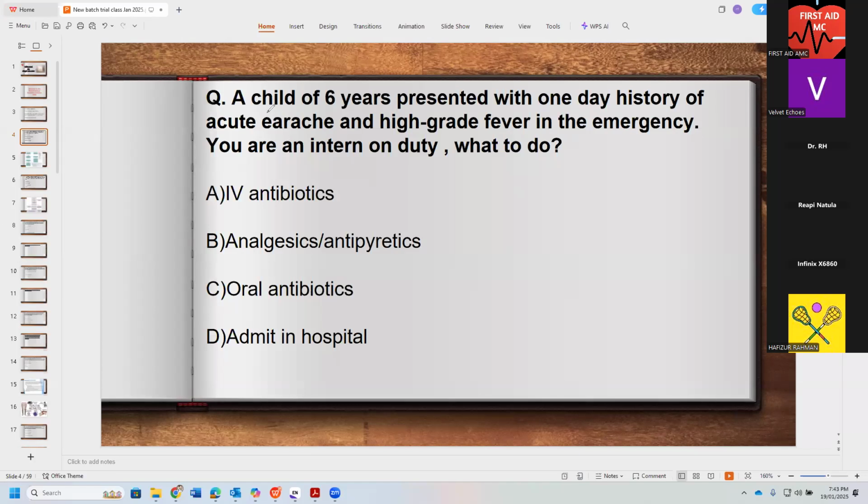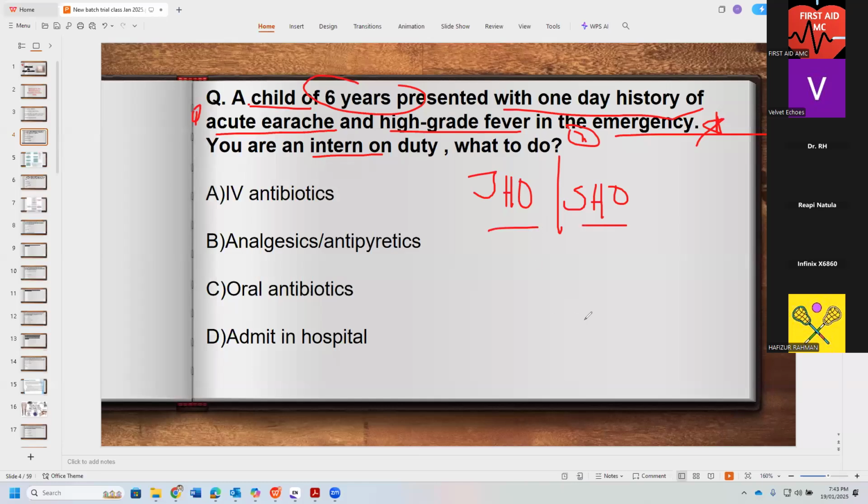Alrighty. First question is from the pediatric age group. A child of 6 years presented with 1-day history of acute earache and high-grade fever in emergency. You are the intern on duty. Sometimes they will use the term JHO, which is junior house officer. Sometimes they will use the term SHO, which is senior house officer. Both are residents. Sometimes they will use registrars. Registrars are trainees. They never ask you questions related to registrar level because this is an entrance exam.